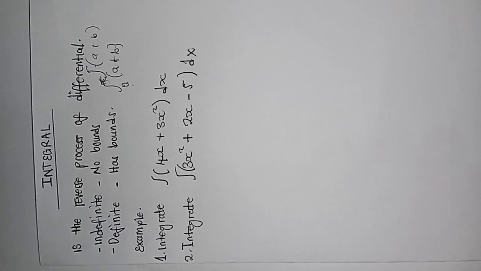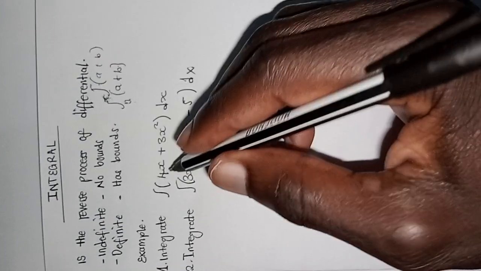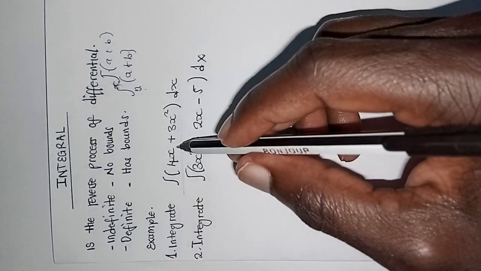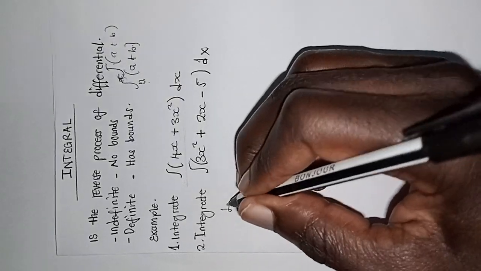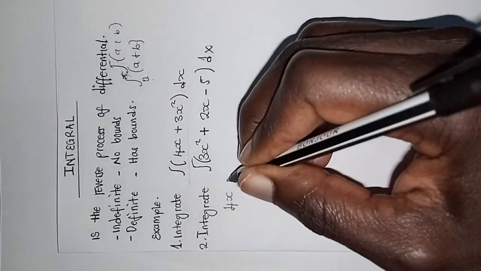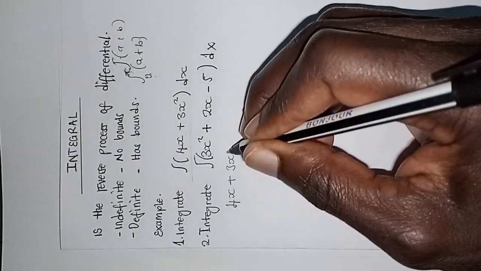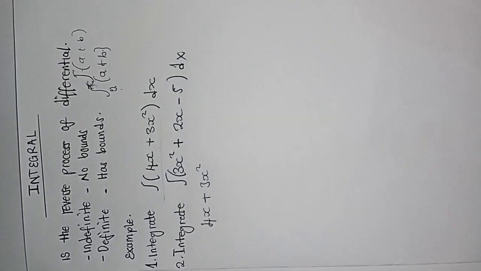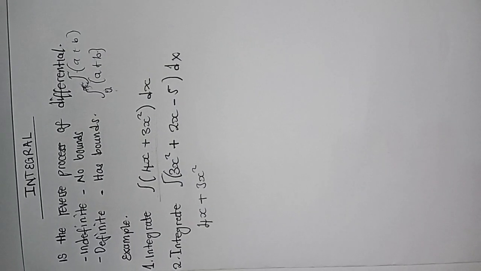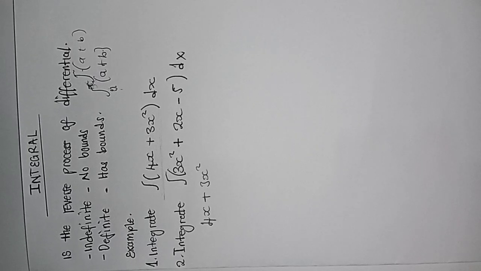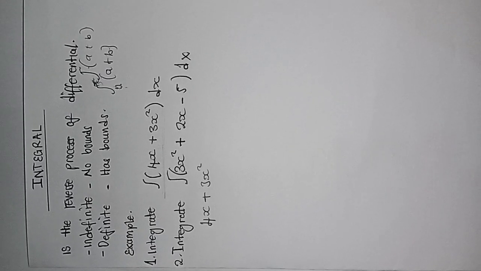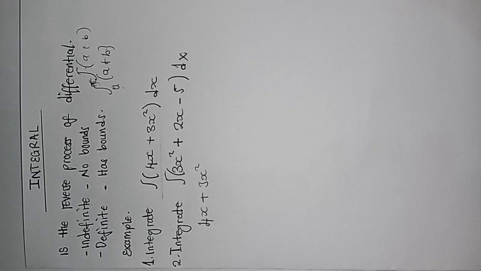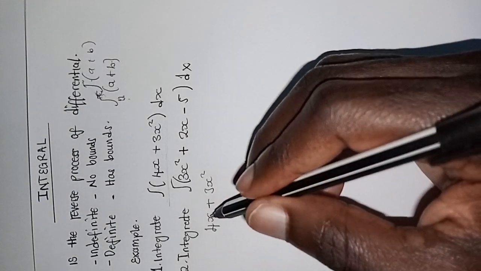We'll start with indefinite. So when they say integrate, we need to integrate this. What do we have? We have 4x, okay, plus 3x squared, okay. Now remember, we said this is the reverse process of differential calculus. So since this is the reverse process, how do we do the reversion? Okay, now look at this.